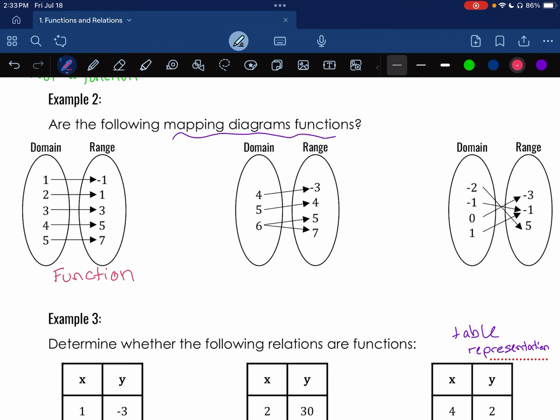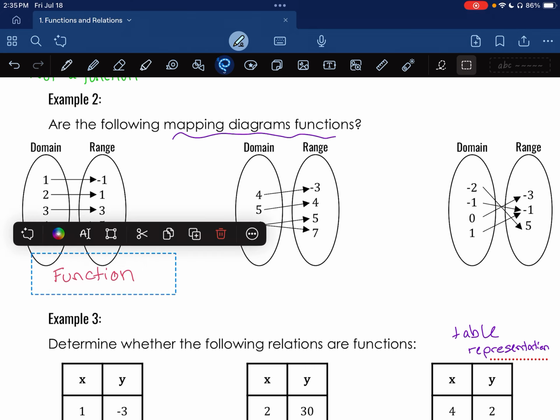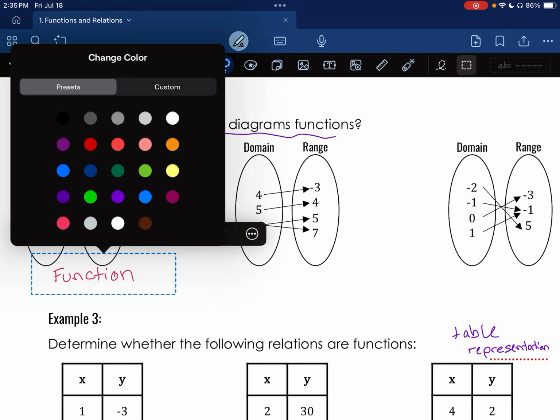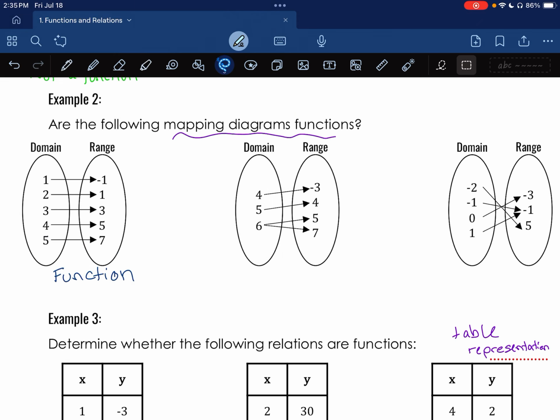All right. Next one, same thing. We are looking to see if our x values all go to one y. So here 4 is only going to -3. That's good. 5 only going to 4. That's good. But notice here how 6 is getting mapped to 2 different values in the range. So that is no good. And we would say that this guy is not a function.